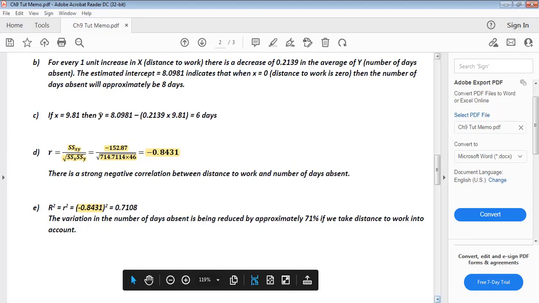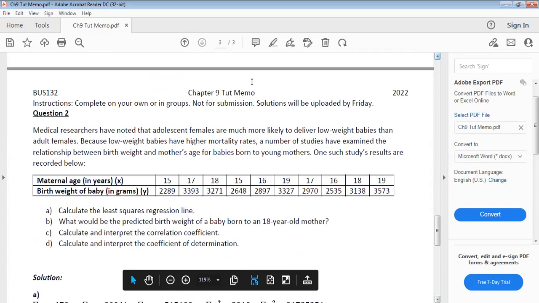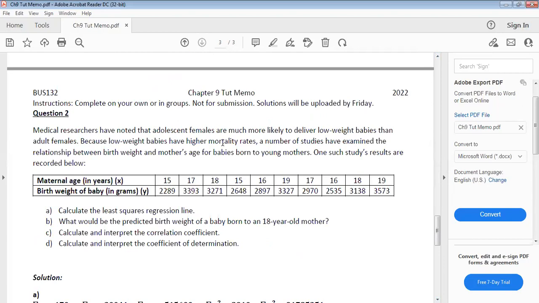Okay, so let's go to question 2. Question 2 says, the medical researchers have noted that adolescent females are much more likely to deliver low-weight babies than adult females. Because low-weight babies have higher mortality rates, a number of studies have examined the relationship between the birth weight and the mother's age for babies born to young mothers. One such study's results are recorded below.